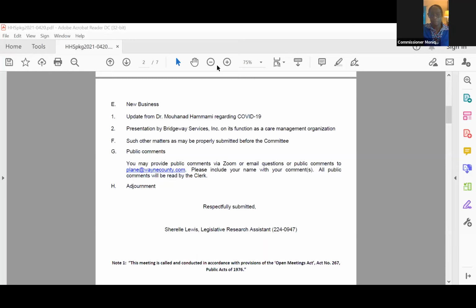Next item. Adjournment. Is there a motion to adjourn? So moved. Art Anderson. It's been moved and supported.